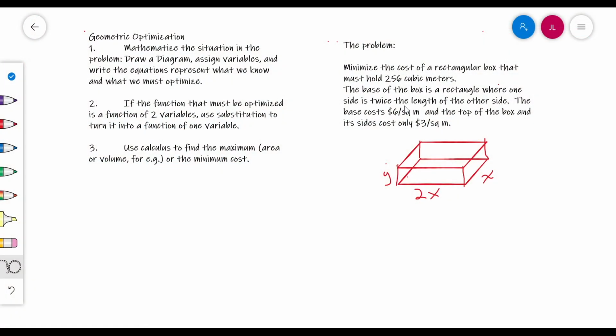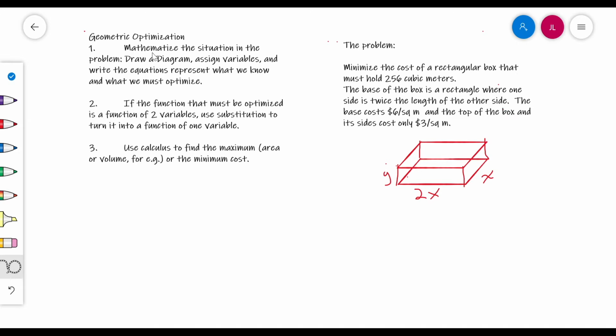Okay, this is the first video about geometric optimization in calculus. The basic idea is that we are given a situation that we have to mathematize. We're not just given an equation that we can maximize or minimize, we're given a real situation, like the one we have here. We want to minimize the cost of manufacturing a box, a rectangular box, and the box has to hold 256 cubic meters. So this, you could imagine, is actually a possible real situation.